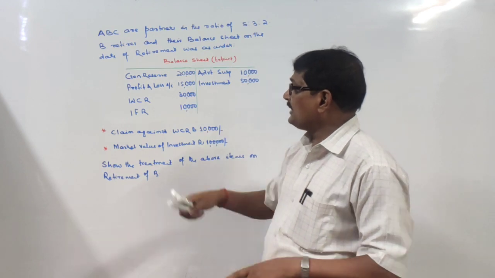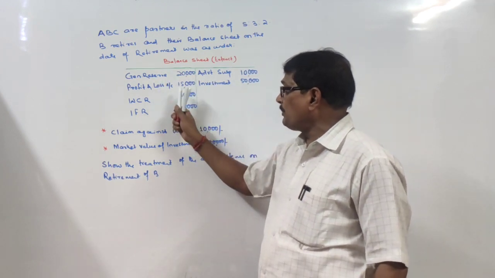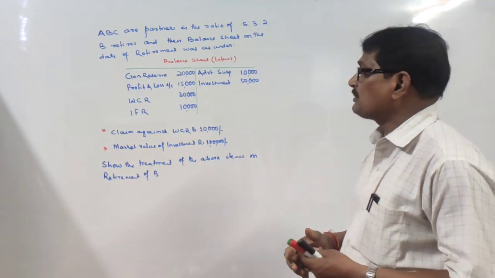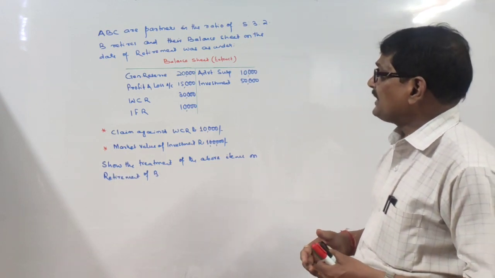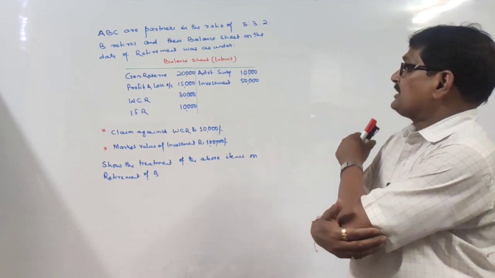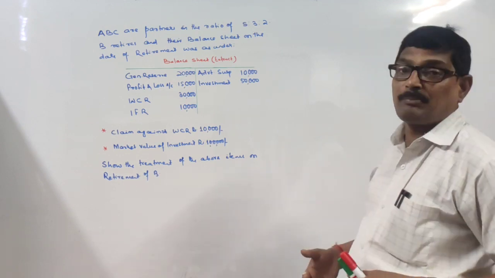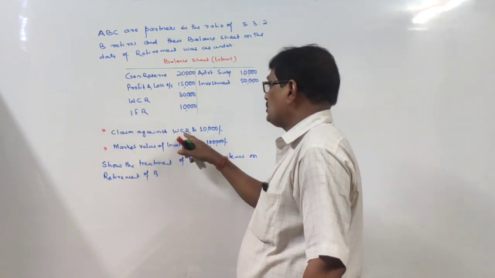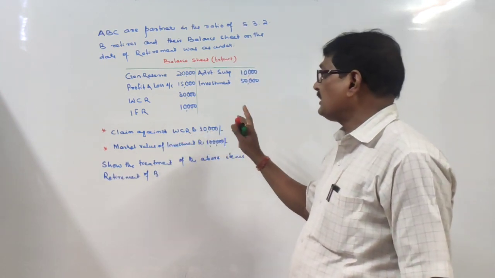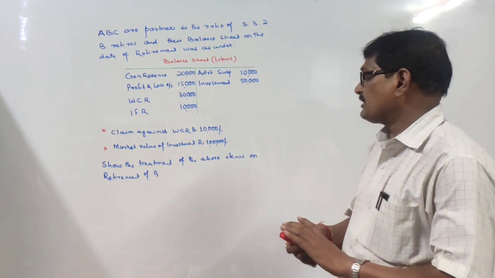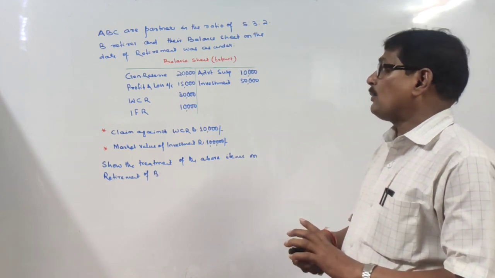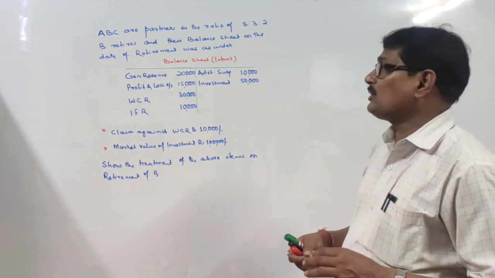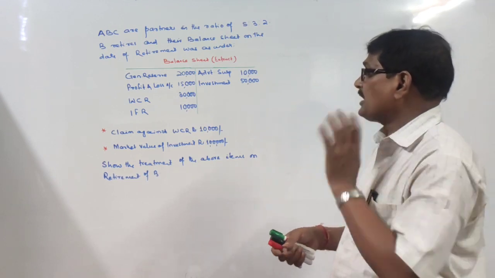On the liability side, it is given general reserve 20,000, profit and loss 15,000, workman compensation reserve 30,000, investment fluctuation reserve 10,000, and on the asset side there is advertisement suspense 10,000 and investment is 50,000. It is also given that the claim against WCR, that is workman compensation reserve, is 10,000 and market value of investment is rupees 1 lakh. Now we have to show the treatment. As in case of admission, whatever we have done, the same way here also we have to do.